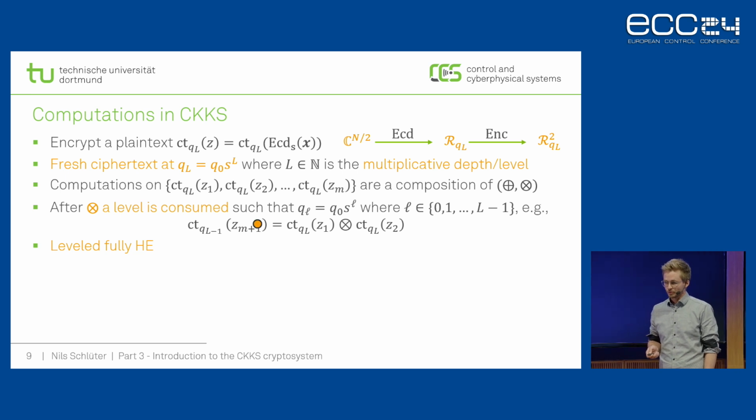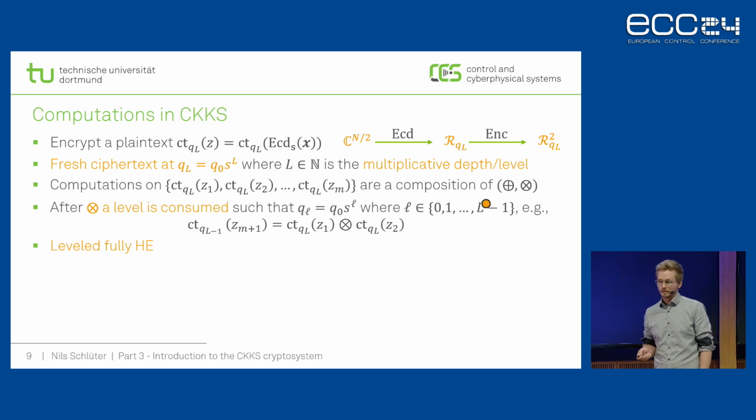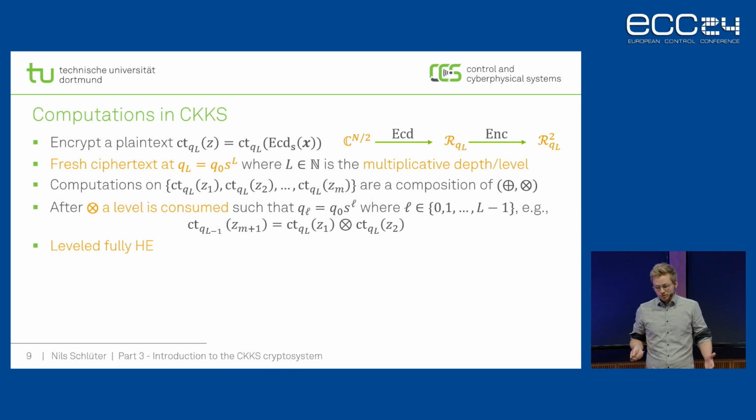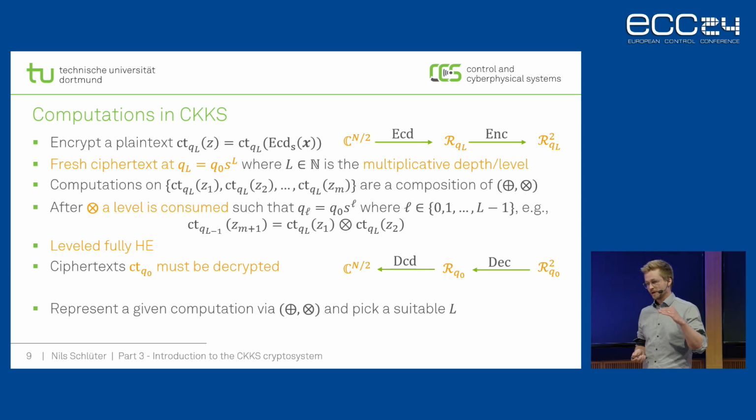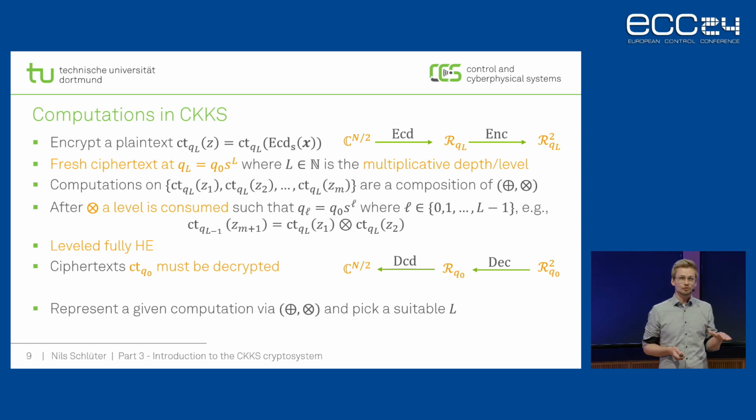This is also shown here. So at some point, we might have a modulus Q_l, where this l is from the set 1 until L minus 1. So for example, if you have the homomorphic multiplication, then at the end, you will have a ciphertext that has a reduced level. And that is also the reason why we call this leveled fully homomorphic encryption. When we reach the base modulus Q_0, the ciphertext must be decrypted in order to ensure correctness. After that, you can, in principle, compute further, but there is no guarantee that the result will be correct.